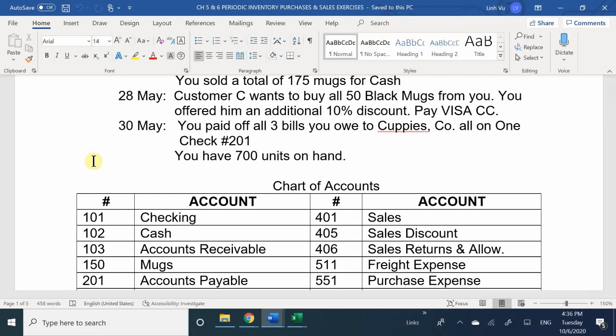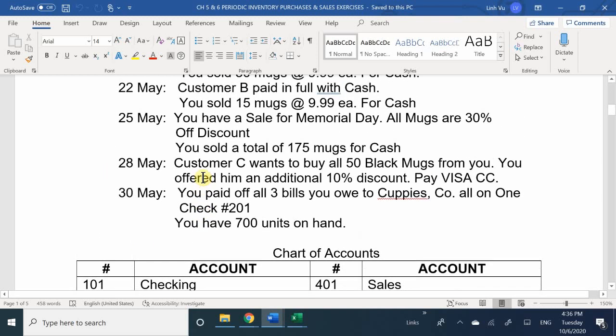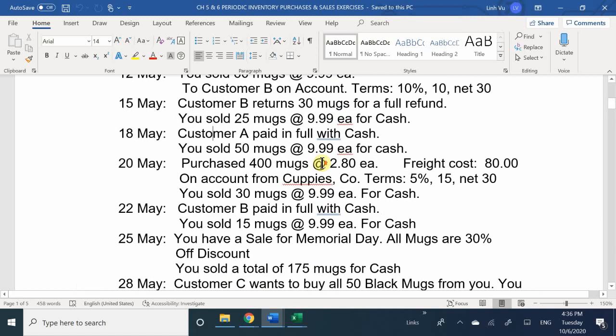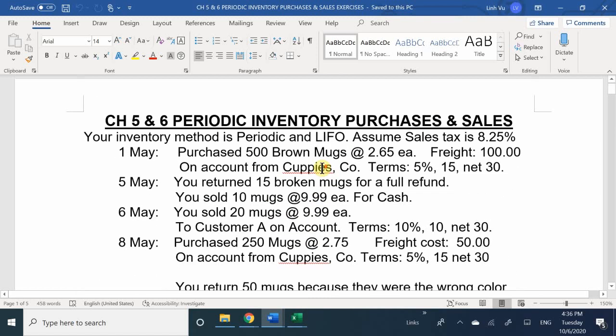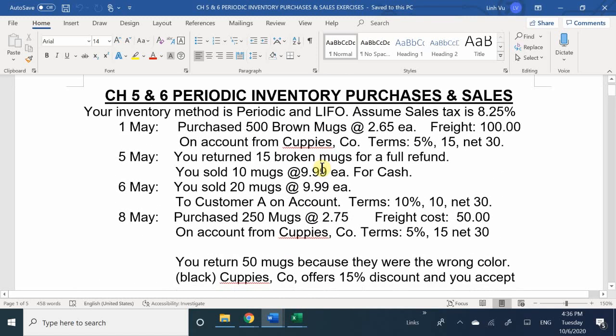Now what we've got to do is solve for each and every single one of these accounts payable accounts. So let's go ahead and journalize each one. We have a total of 3 accounts that we have been looking at, correct? So let's start from the first one. We made our purchase on May 1st.